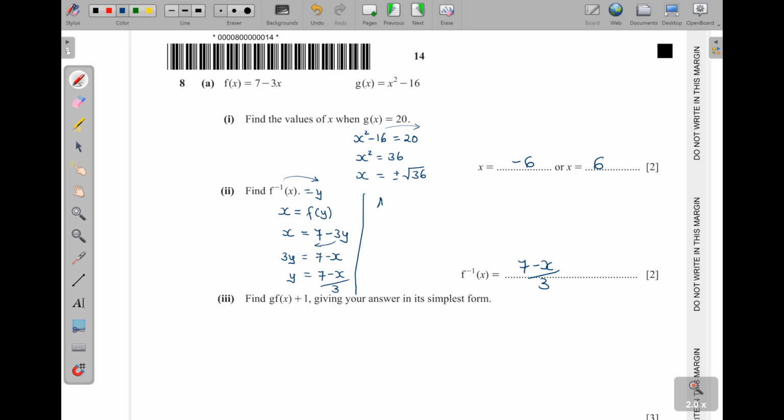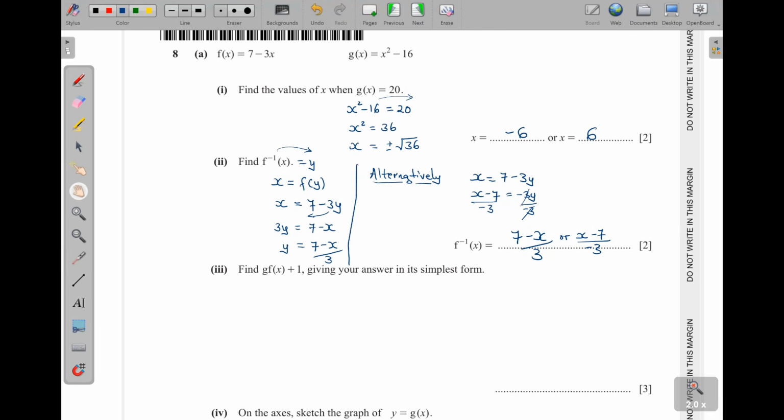Alternatively, you can present your answer like this. Some people can have x is equal to 7 minus 3y. Then they say x minus 7 is equal to negative 3y. Then they divide all through by negative 3. So that means their answer is going to be x minus 7 over negative 3. So that one is also accepted. They are the same things.